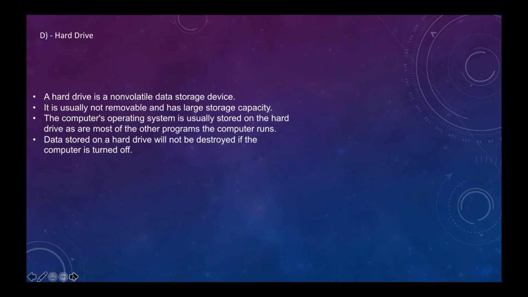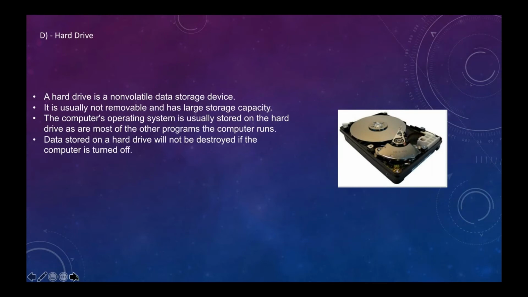So data stored on a hard drive will not be destroyed even if the computer is off. That's why you can switch your computer off and on, and your program can still be running. You won't lose your applications when you switch your computer on and off. And that is basically how the hard drive looks like. I think these days you've got terabytes in size of hard drive when you talk of computers.